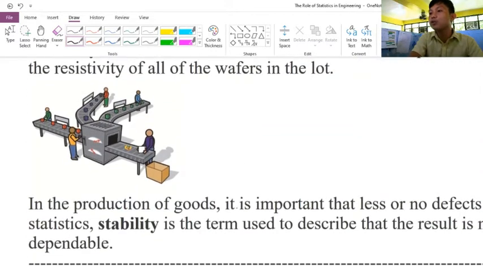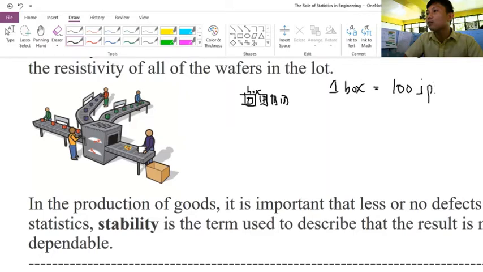So, in the production of goods, it is important that less or no defects are found. For example, meron tayong ginawang 100 na smartphone. Okay, example natin yung mga smartphone, no? For example, isang box yan, yan yung box ng smartphone, where one box is equivalent to 100 iPhones. Okay? So, meron tayong na-produce na 1, 2, 3, 4, 5 boxes ng phones, which yung isang box is 100.